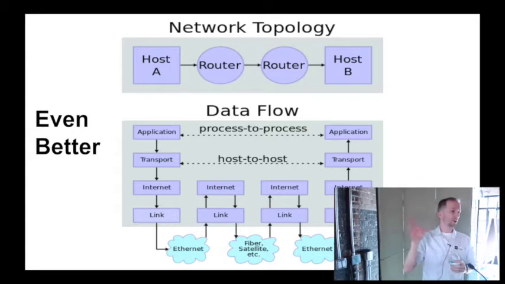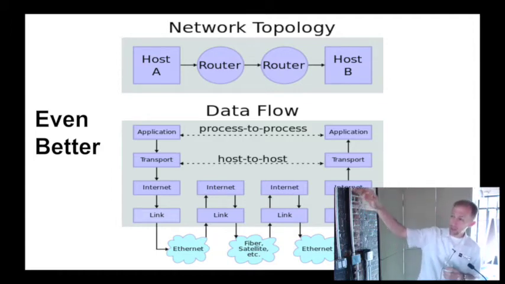Normally when somebody draws the whole, like, this is what the internet looks like, they draw something similar to the top, where you've got your server here and you've got some routers in between, and you've got your server over here, and that kind of tells you a little bit. But I think this even better one tells you how the data flows.